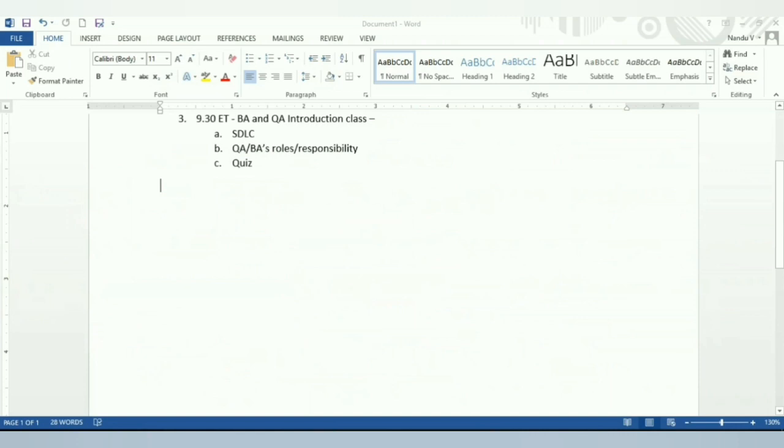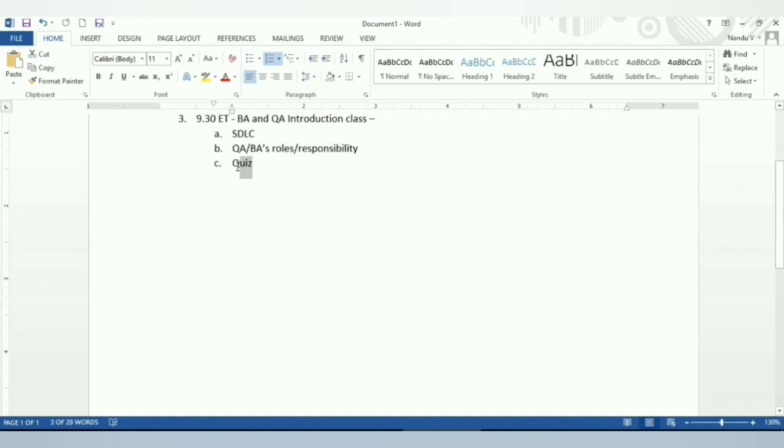So we saw BA's and QA's role, but there are other roles. Design role is there, development role is there, test roles, implementation role. Many IT roles are there. So first is the big picture, the software development lifecycle. Then within that, we'll dive into what is QA's and BA's responsibility.